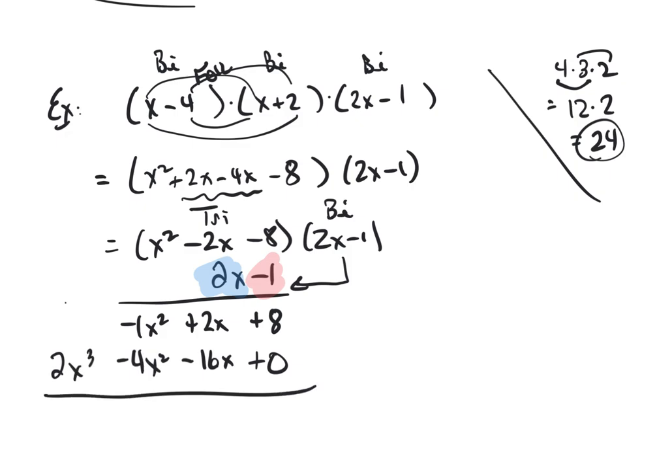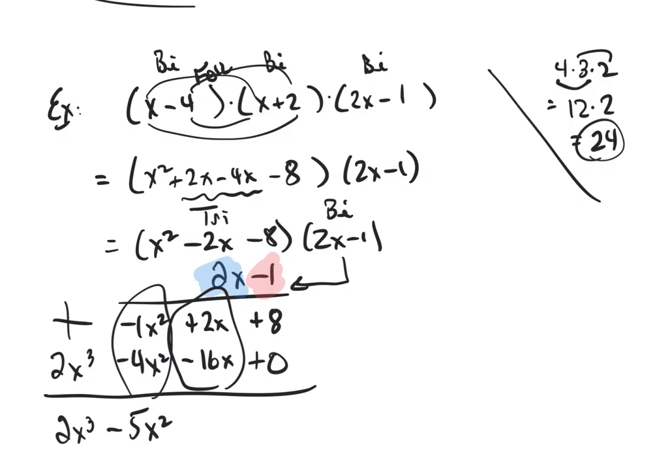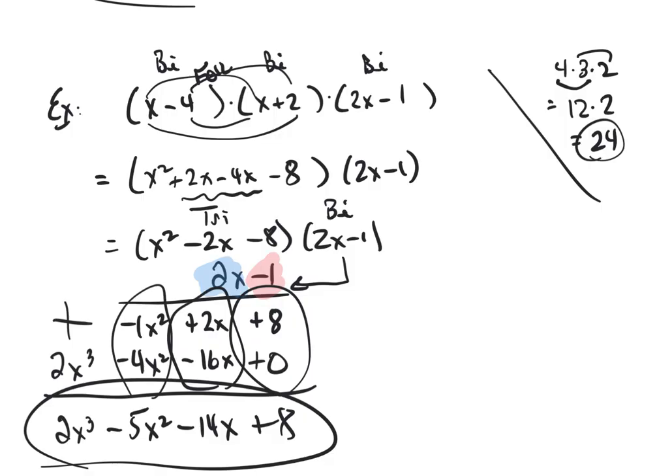And when we draw a line across and add, again, all of the like terms are stacked. So negative 1 and negative 4 is negative 5 of the x squareds. 2x minus 16x is negative 14x. 8 plus 0 is 8. And so our multiplication result then, 2x to the third minus 5x squared minus 14x plus 8.